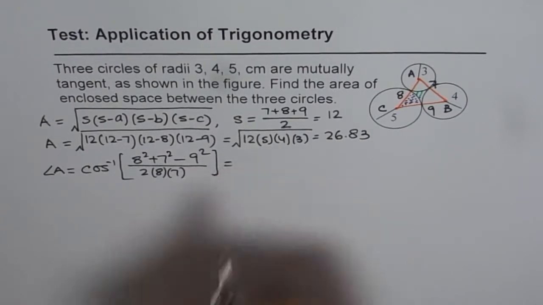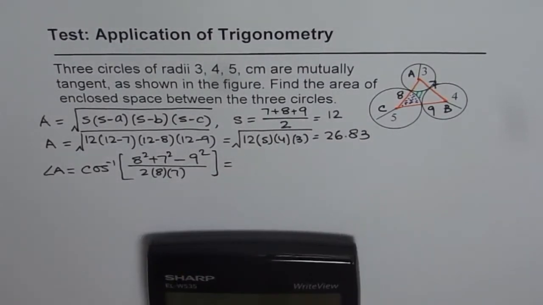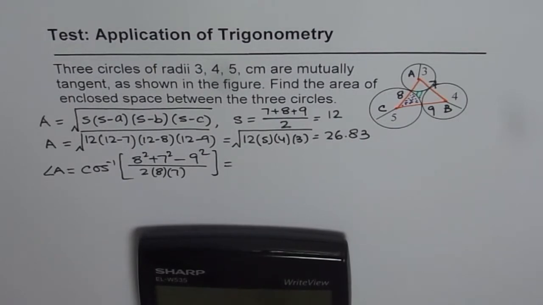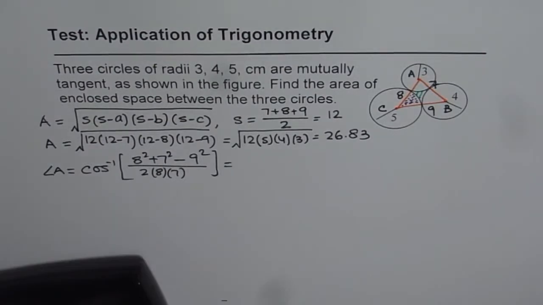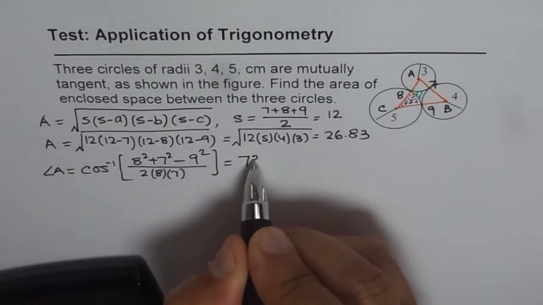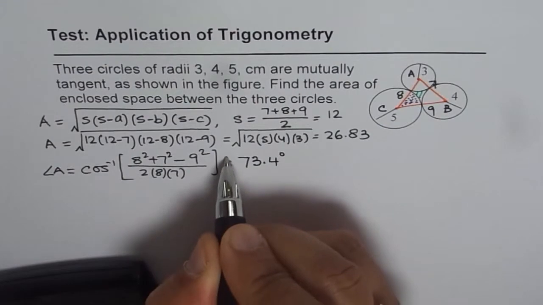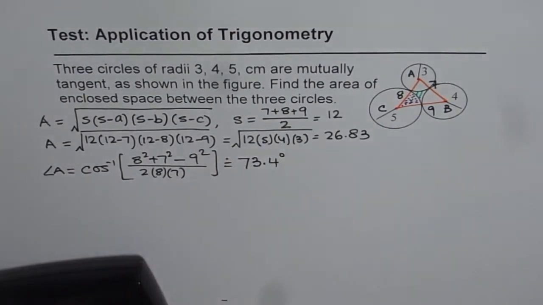That is the angle A, right? So we can use the calculator again. Do second function, cos inverse, two brackets, one for the numerator, which is 8 square plus 7 square minus 9 square, bracket close. Now let's open bracket for the denominator, which is 2 times 8 times 7. Two brackets should be closed, equals to, that gives us 73.398, so we can write this as approximately 73.4 degrees. So that's the approximate value for angle A.